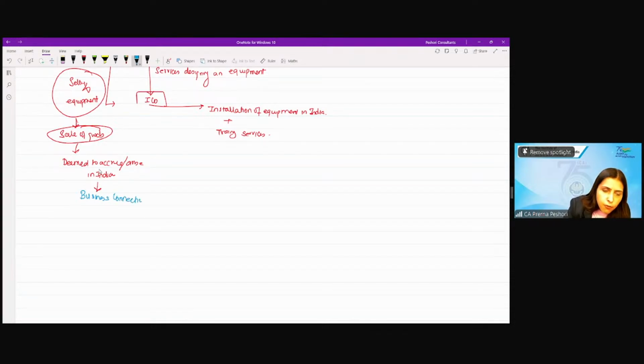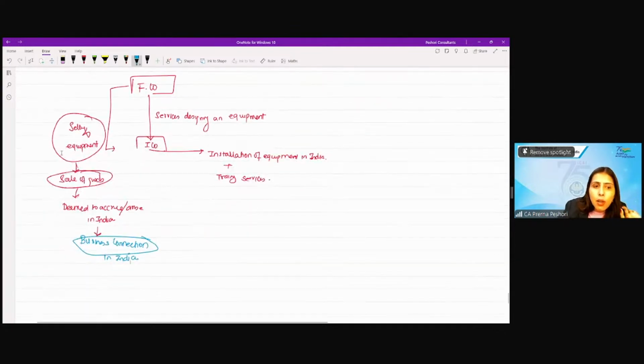So only if the foreign company has a business connection in India, only then this equipment sale will be taxable in India. If the equipment is sold outside India only, where the risk and rewards are passing to the Indian company outside India, it will not even be taxable in India. It will be considered as offshore supply of goods. Right? If it is sold in India, where the risk and rewards are passing on at the Indian port to the Indian company, it will then be taxable in India only if the foreign company has a business connection.